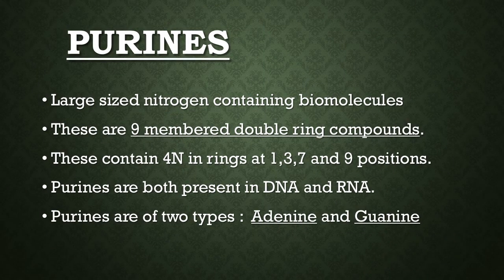Now let's have a look at purines. Purines are large-sized nitrogen-containing biomolecules. These are 9-membered double-ring compounds. These contain 4 nitrogens in the ring at first, third, seventh and ninth positions. Purines are present in both DNA and RNA. Purines include two types, adenine and guanine.